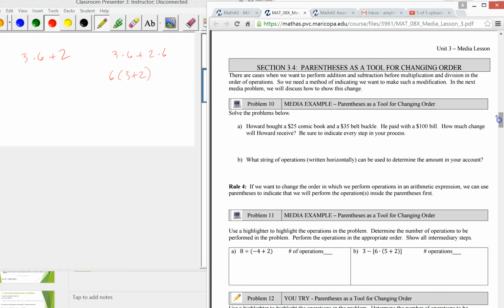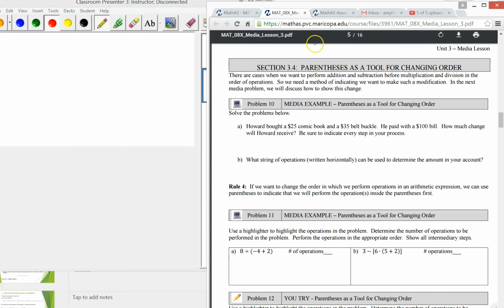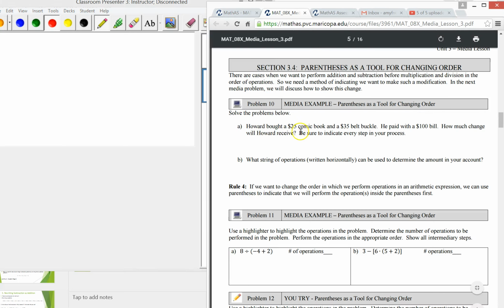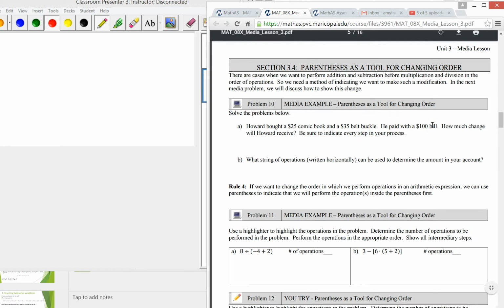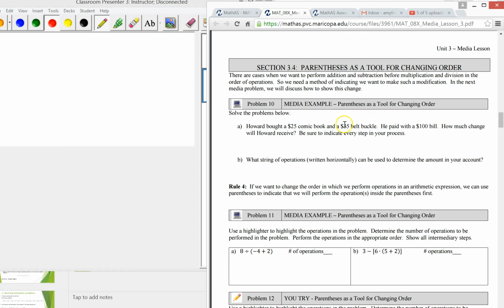3.5. Oh, I skipped parentheses. 3.4, parentheses as a tool for changing order. So kind of this idea from the last one where you put it in parentheses. Here, Howard bought a $25 comic book and a belt buckle. He paid with $100. How much change does he receive? Again, they may do this by adding these 2 and then subtracting it, or they may take the 100 and subtract each one.